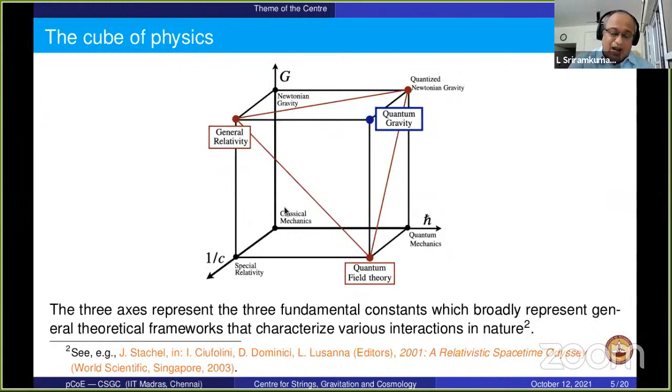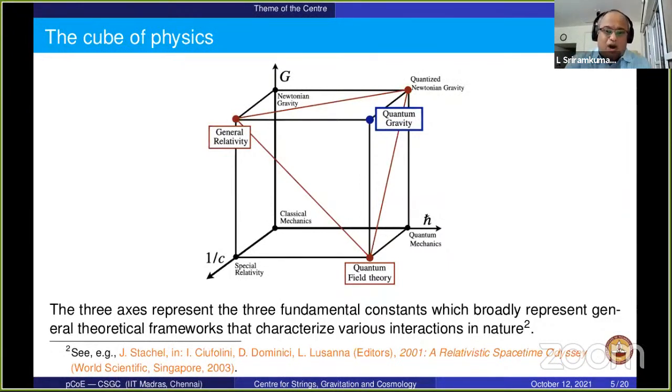Or you can assume that the velocities are small and turn on h bar and you arrive at a quantum theory. Just like this is called classical mechanics, where quantum effects are not accounted for, you can arrive at quantum mechanics. The theories that describe the weak, the electromagnetic and the strong force appear at this corner of the cube. They involve quantum mechanics and they also involve special relativity. When you put these two things together, you arrive at something called quantum field theory. And this quantum field theory is adequate to explain the other forces.